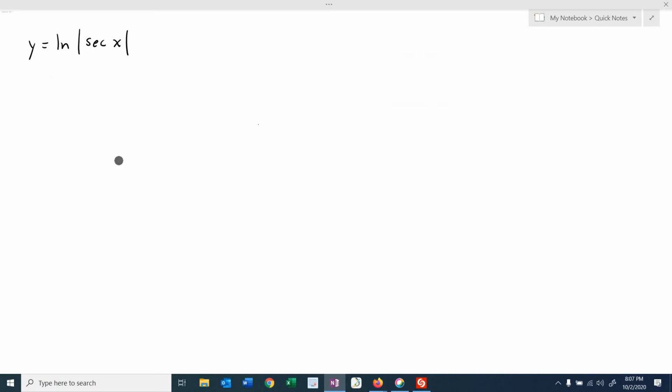Okay, now let's look at this one. Let's find dy dx. Again, we're going to have to use the chain rule because this is a composition of two different functions. Let u be the inner function, which is secant of x. That means the outer function is going to be ln of the absolute value of u.